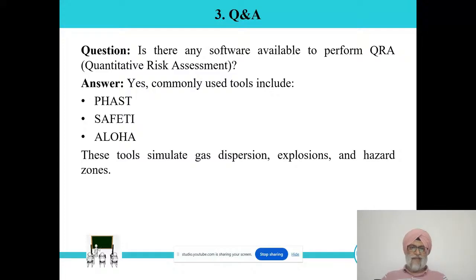Question number 3. Is there any software available to perform QRA? Yes, there is a lot of software available internationally and in India also. Commonly used tools include FAST or Safeti. Both are the same thing, but FAST has some limitations. Safeti is full-fledged QRA software. And of course ALOHA, which is accepted in India and approved by the Ministry of Environment and Forest. ALOHA has a limitation, but it is free software, whereas FAST and Safeti have a lot of charges. So as per your requirement, you can use these tools.